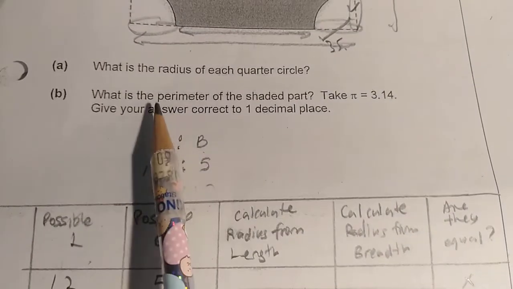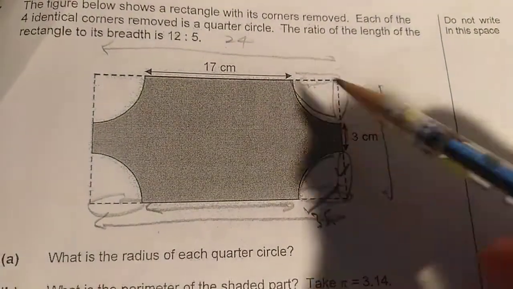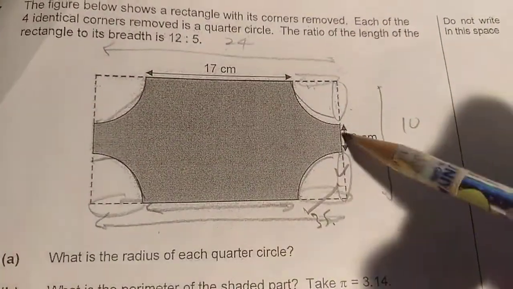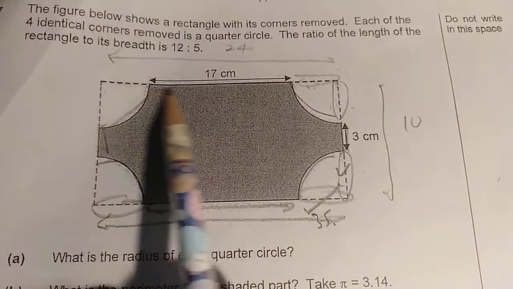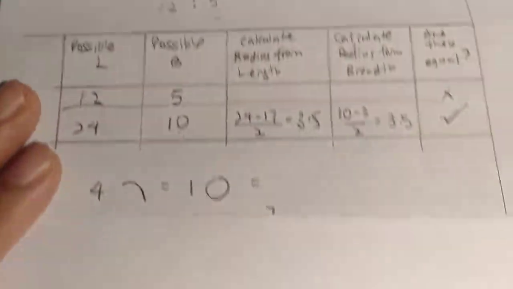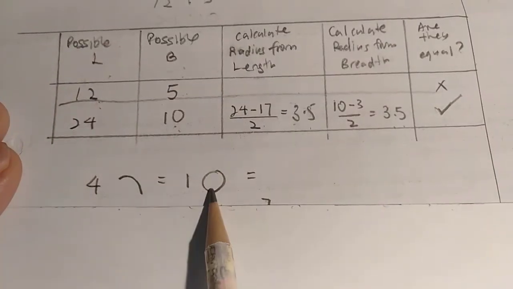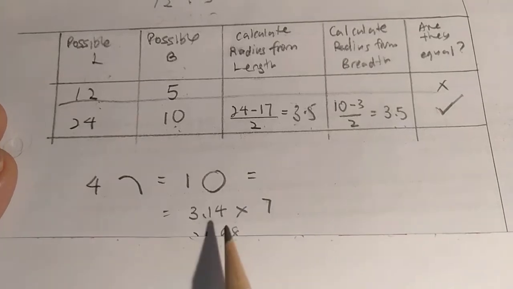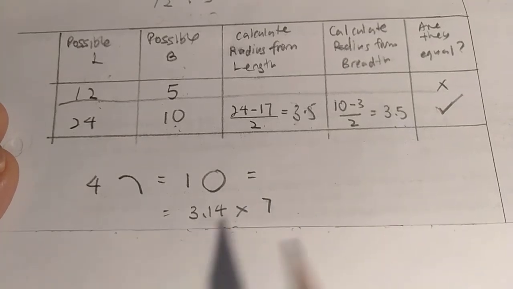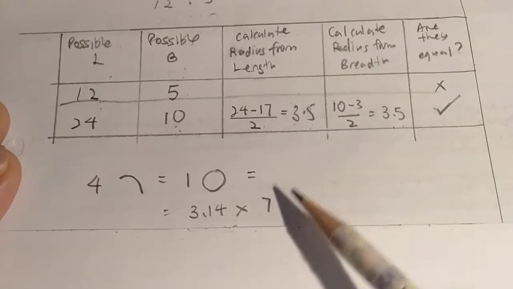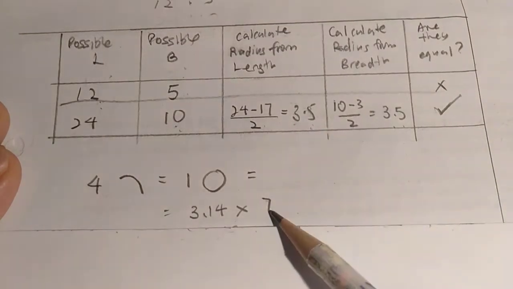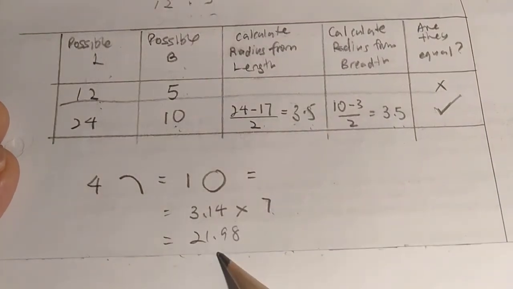Now part B is simple now. What's the perimeter of the shaded part? Perimeter is simply 4 quarter circles plus 2 3 cms plus 2 17 cms. And 4 quarter circles is the same as 1 full circle, right? So formula is pi times diameter. The radius is 3.5. Diameter will be 3.5 times 2. I get 7. And I get 21.98.